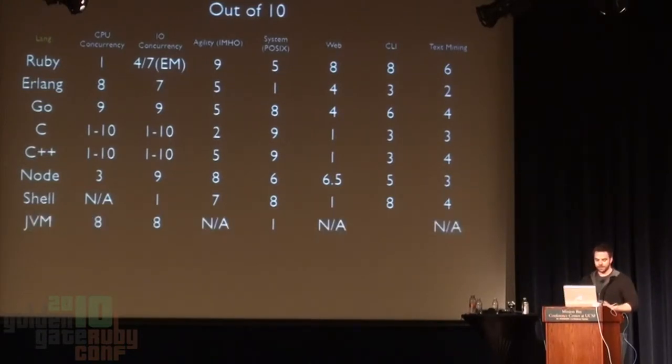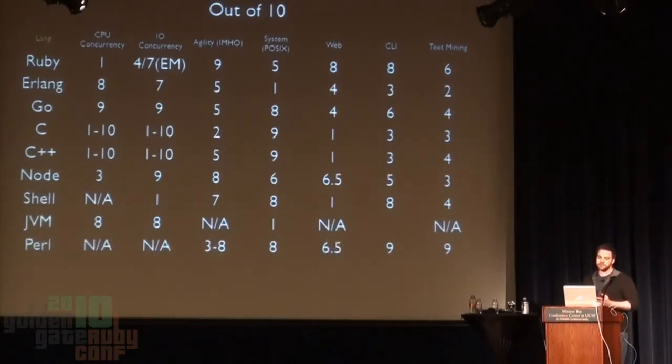It's polyglot. So JVM, CPU concurrency, IO concurrency, agility. It's been so long since I've worked in it, I don't really remember. System support, pretty low from what I remember. Web, pretty bulky. The CLI results haven't booted yet, and the text mining's pretty bad too.